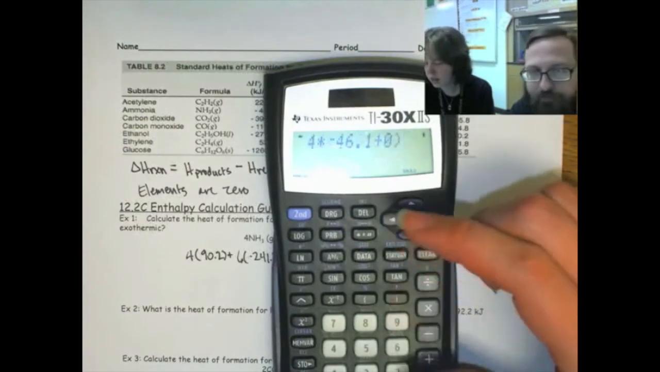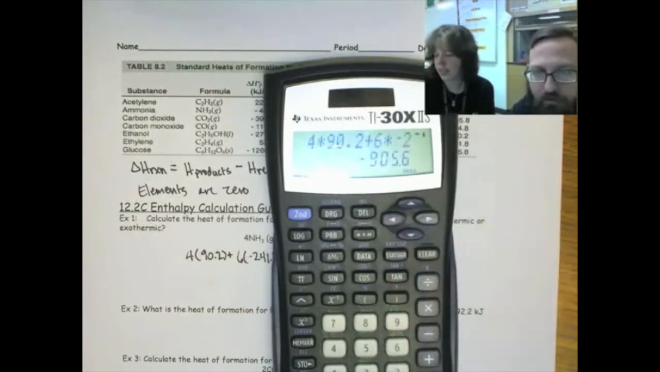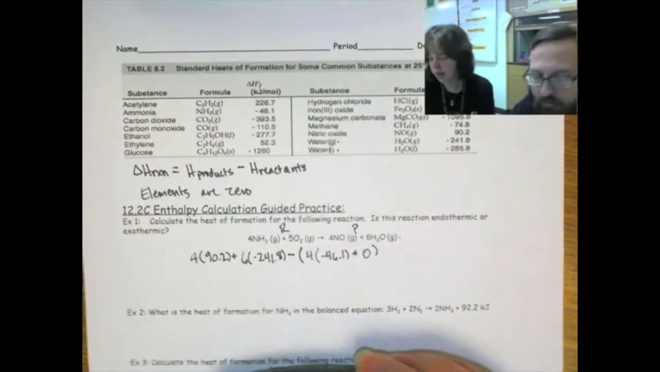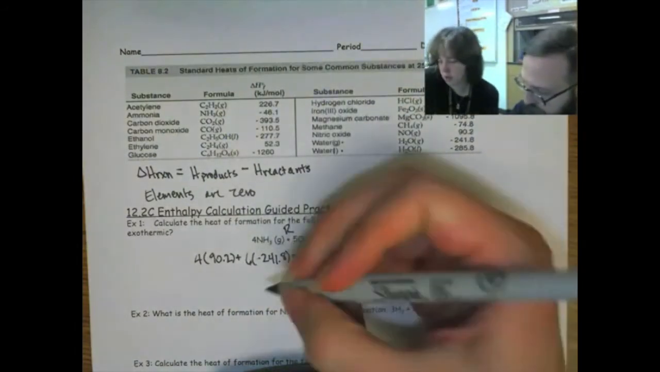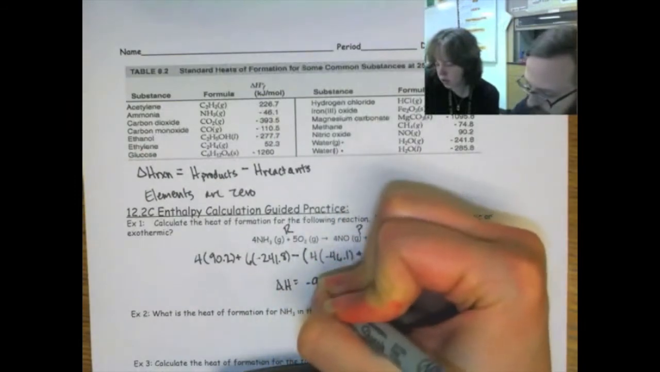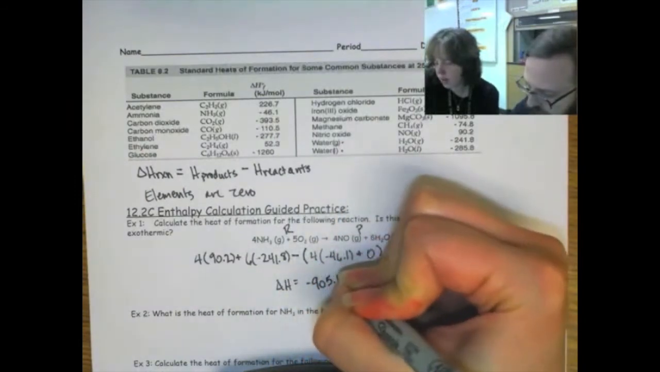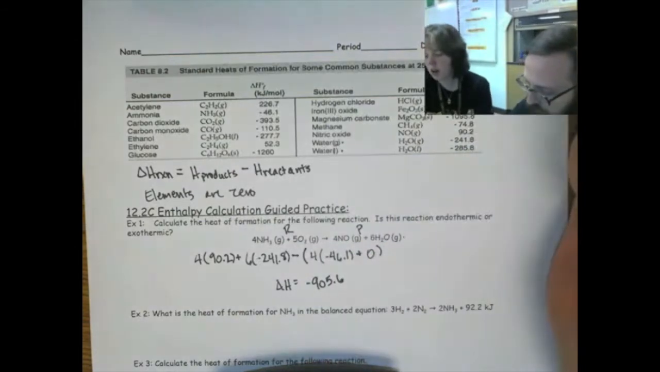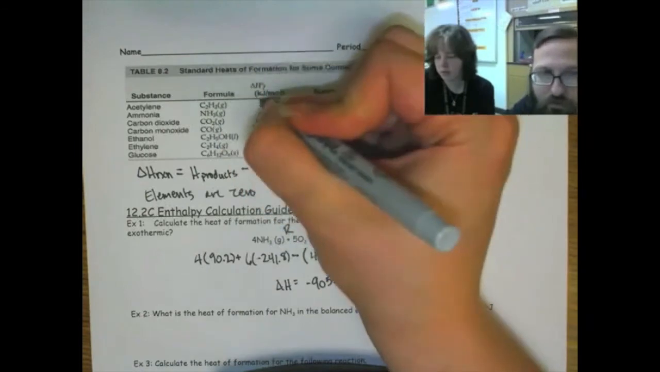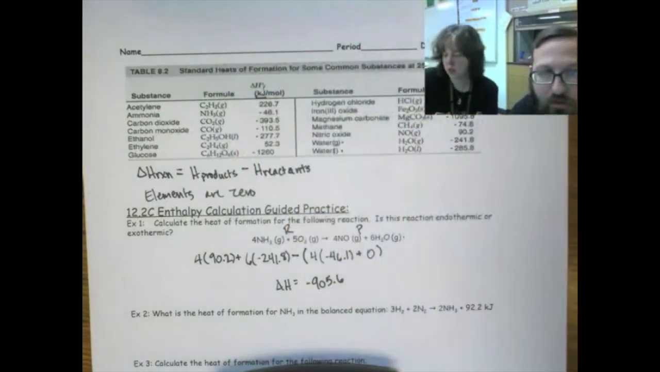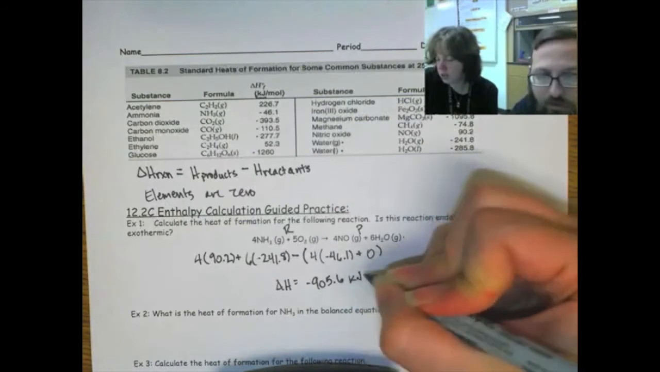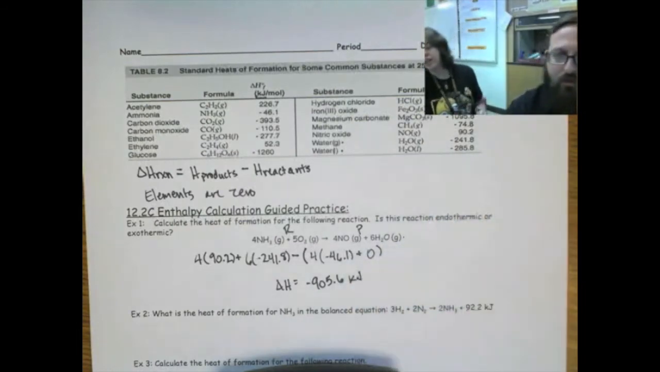All right, enter. So that gives the heat of formation, or heat of reaction, of negative 905.6. So that is going to be our answer. And then our units are going to be whatever it said in our table. In this case, it's going to be kilojoules. And it typically will be. So negative 905.6 kilojoules.